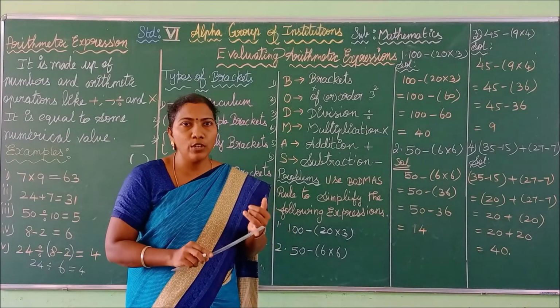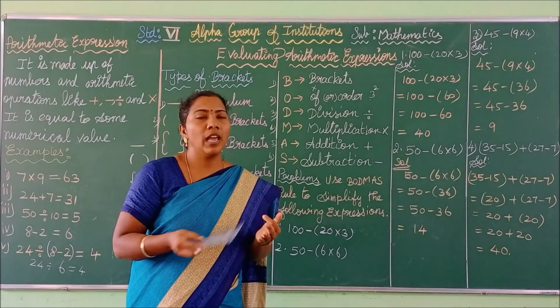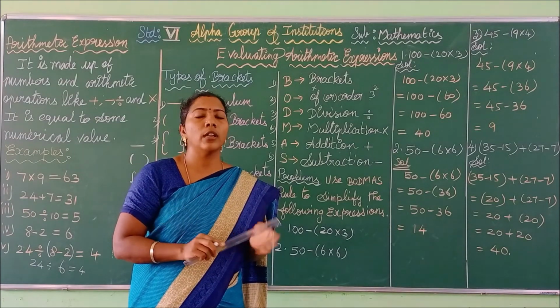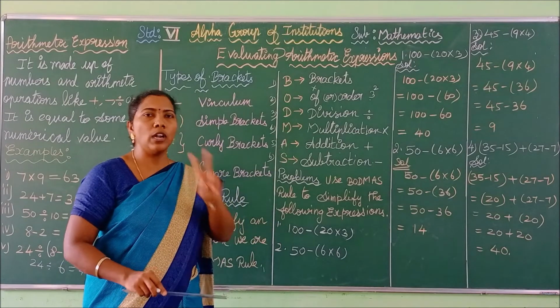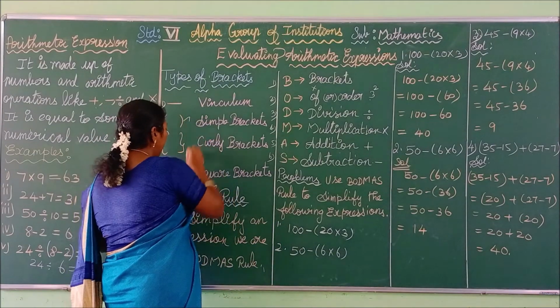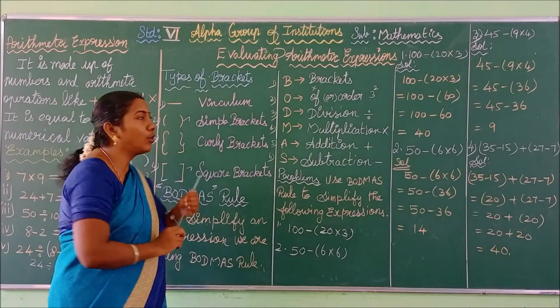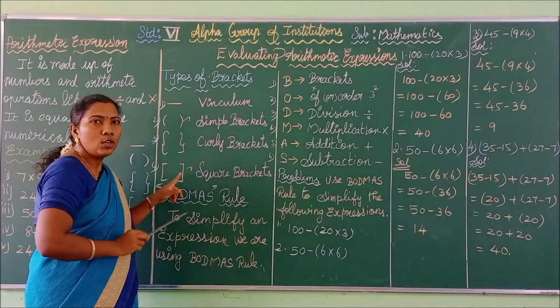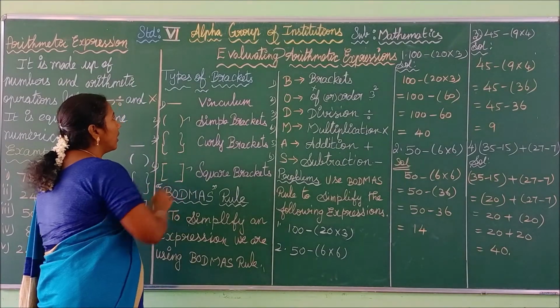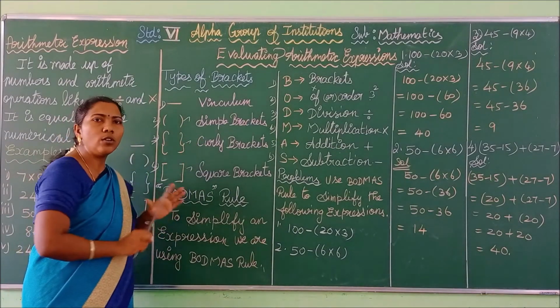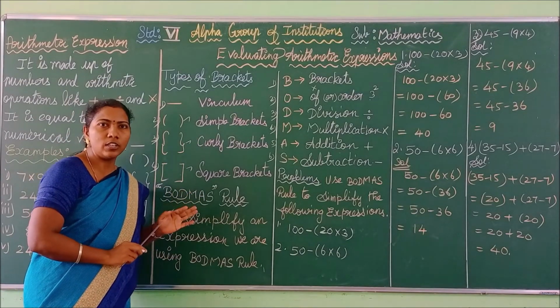Suppose an expression contains the four brackets, vinculum, simple, curly, square, then first you have to evaluate the vinculum. After that, simple. After that, curly. After that, square. Suppose an expression contains only two brackets, that is simple and square, then first you have to evaluate simple, and after that, square. Suppose an expression contains only a curly bracket, then you evaluate the curly only. Do you understand, children, what I am saying?